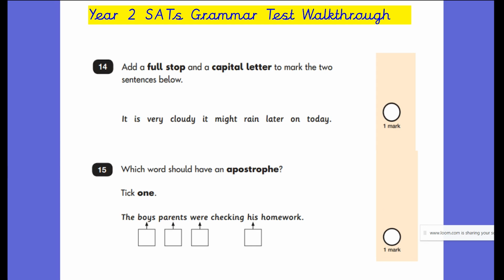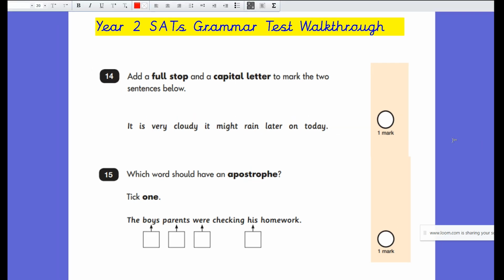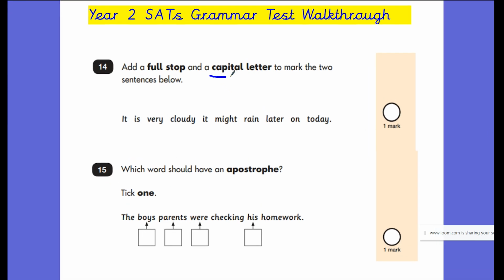Okay, number 14. Add a full stop and a capital letter to the sentence below. Here there's punctuation missing, and there should be a capital letter in there somewhere and a full stop in there somewhere as well. Now, we have a full stop at the end. So this is a tricky question for the children, because they would always think, oh, in Year 2, there should be a full stop at the end, but we've already got one. And there's already a capital letter here. So we're missing a capital letter and full stop somewhere else in this sentence.